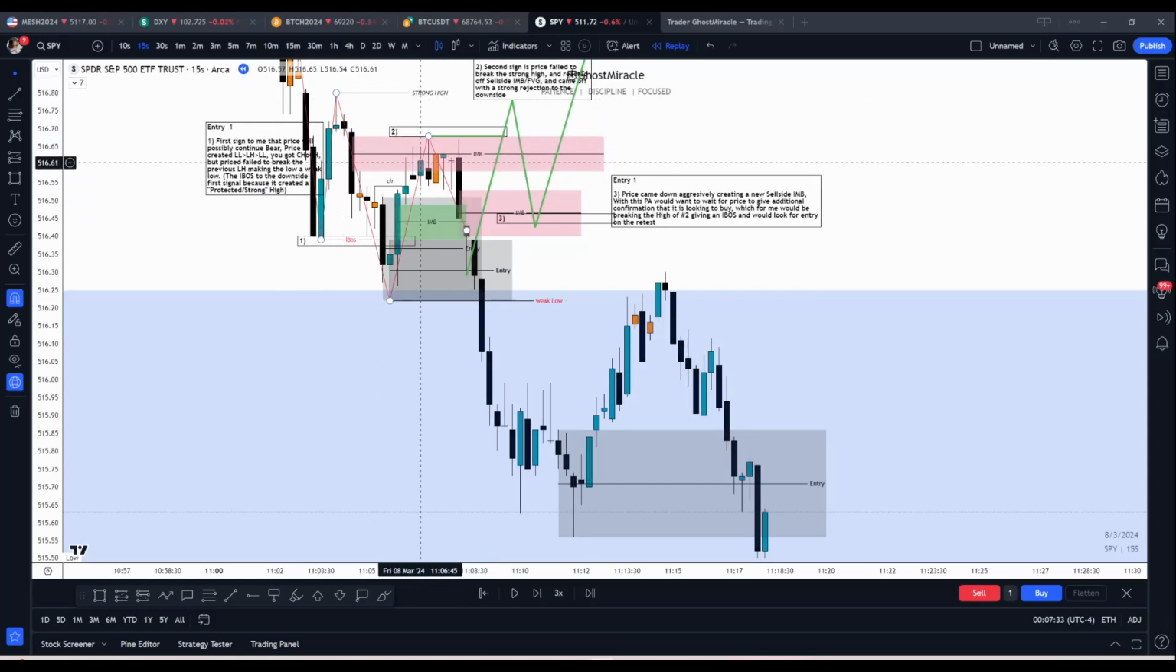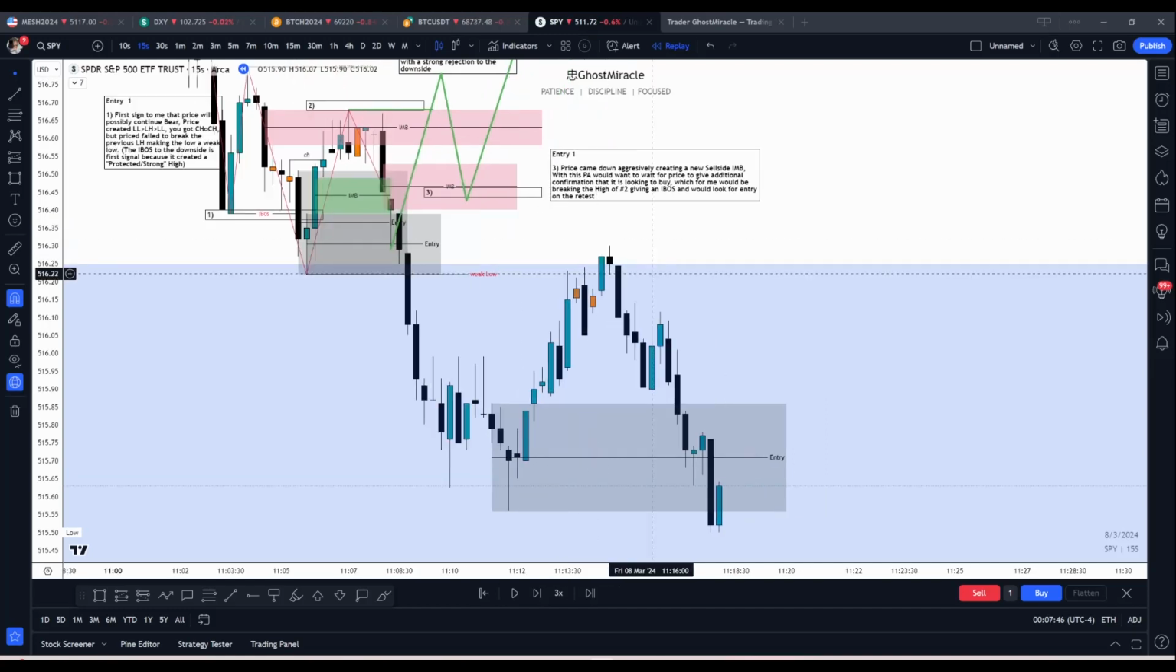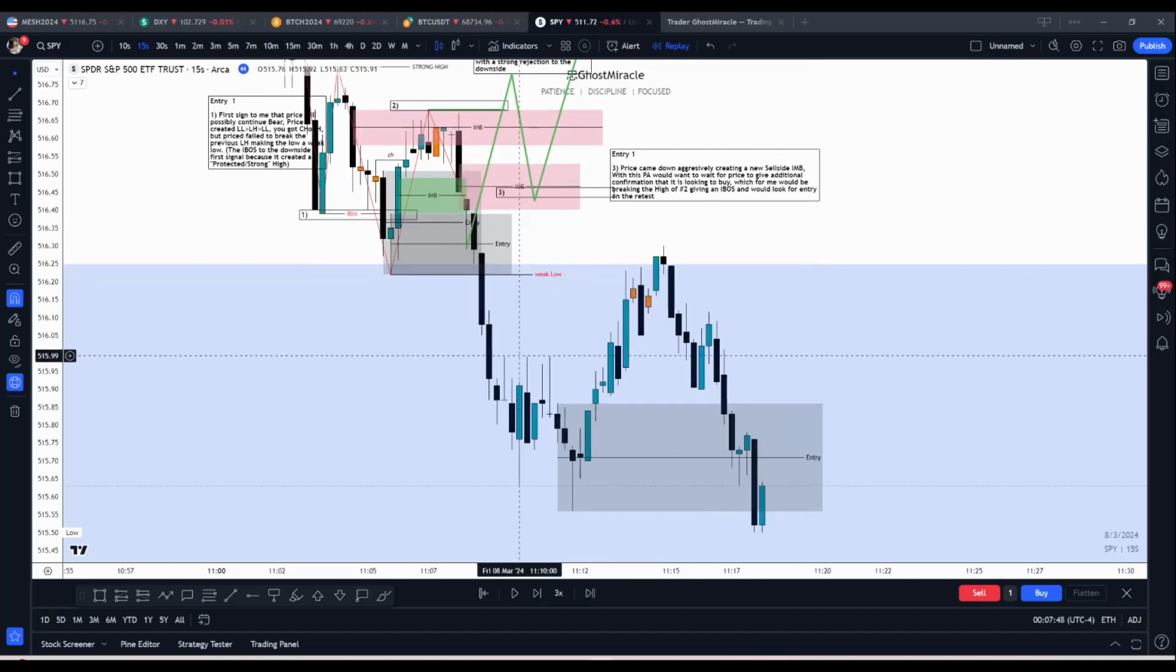But in general, any areas where you're looking to buy or sell, you kind of want to see those small candles forming around your entry.